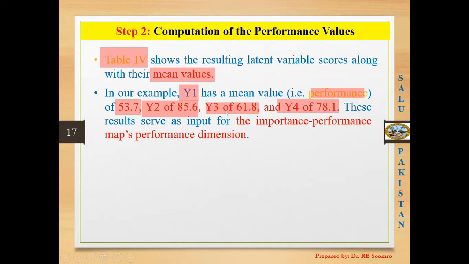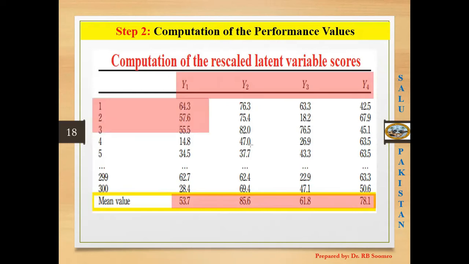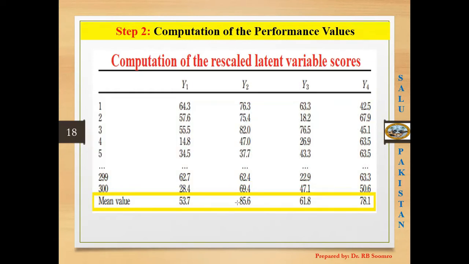These results serve as an input for the performance dimension. These are different dimensions of the importance-performance map, so these will serve as the values for the importance-performance map. Based on these values, we will analyze our importance-performance map. Here you are looking at these values: these are the four indicators, and these are the mean values of all of them. These are constructs, and all these are their indicators. Based on these, these are the averages of all our constructs.